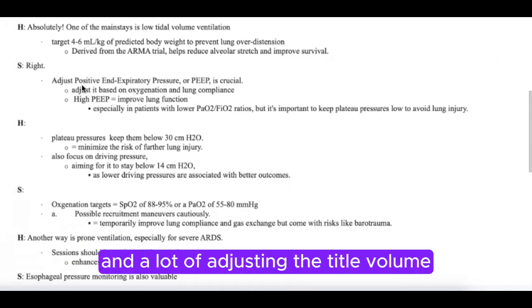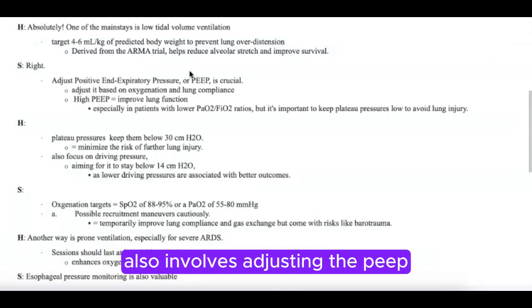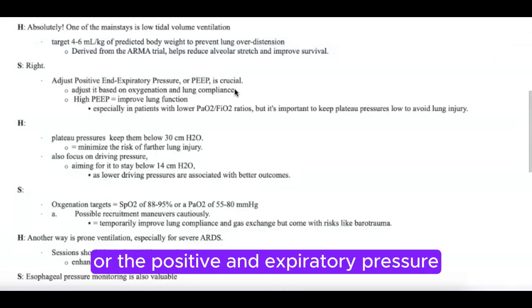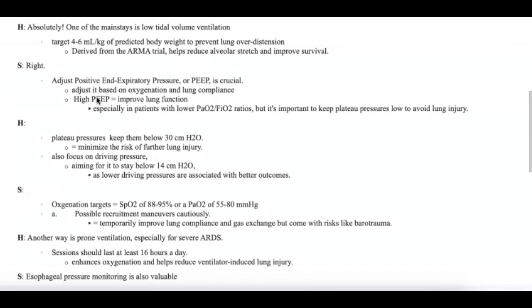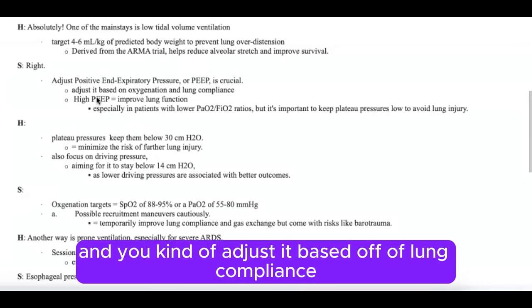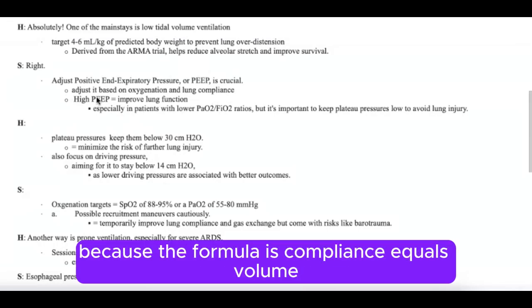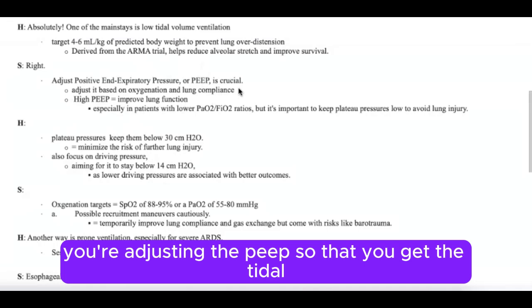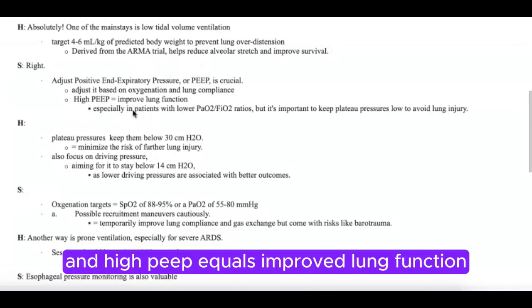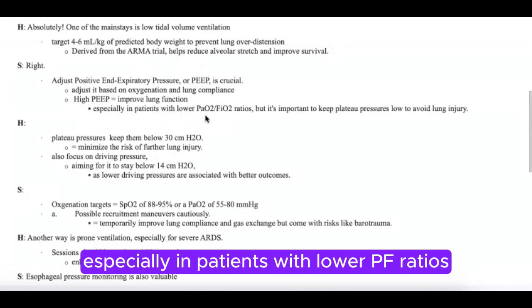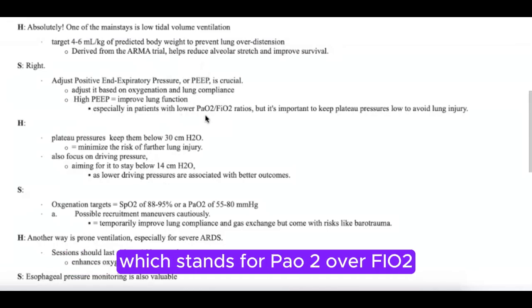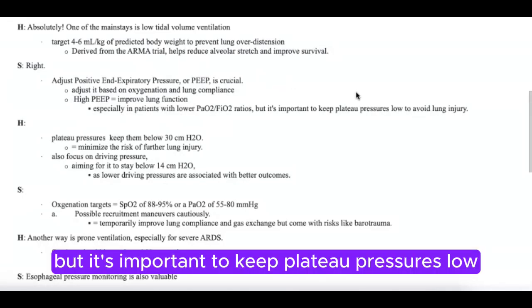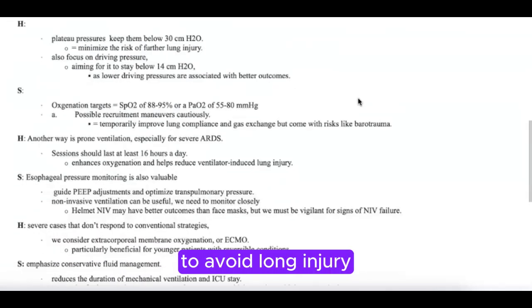And a lot of adjusting the tidal volume also involves adjusting the PEEP, or the positive end expiratory pressure. It's crucial. And you adjust it based off of lung compliance, because the formula is compliance equals volume over pressure. So given a constant lung compliance, you're adjusting the PEEP so that you get the tidal volume that you want. And high PEEP equals improved lung function, especially in patients with lower PF ratios, which stands for PaO2 over FiO2. But it's important to keep plateau pressures low to avoid lung injury.